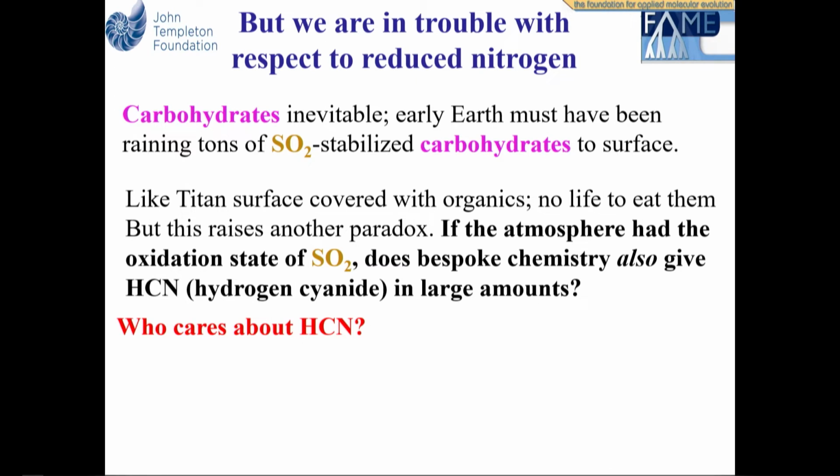Now, keep in mind that while the carbohydrates are relatively easy, we are in trouble with respect to reduced nitrogen, okay? So no Titan, for example, and of course we're also in trouble because large amounts of carbohydrates are raining to the surface. Titan is a model, okay? That is, the organics on Titan are raining to the surface. But the problem is, if the chemistry of the atmosphere has the oxidation of sulfur dioxide, can you also get things like hydrogen cyanide, which David Catling was mentioning?